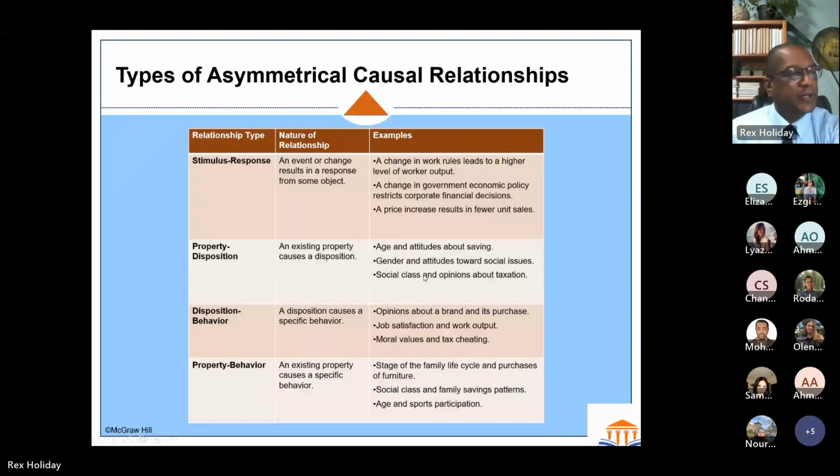And then gender and attitudes towards social issues. So I think here maybe they're saying that certain social issues are going to affect us differently based on our gender or gender identities. Anyone, what's a good example of that? What are some of the social issues that men and women might view differently?